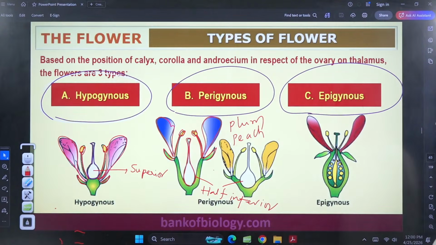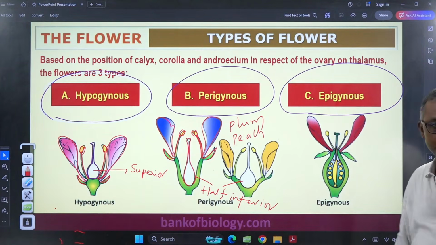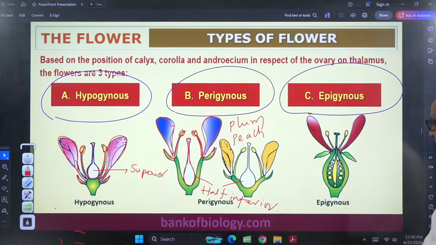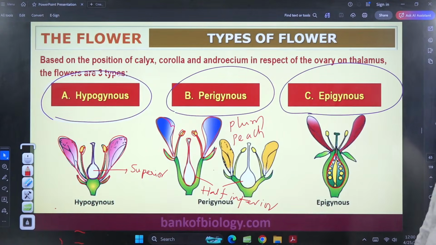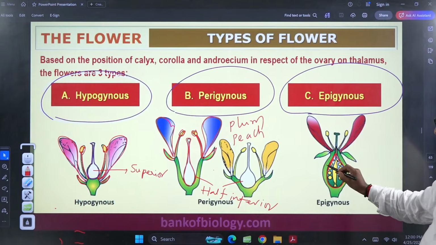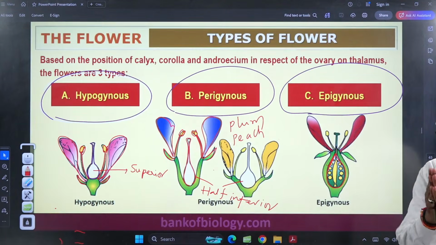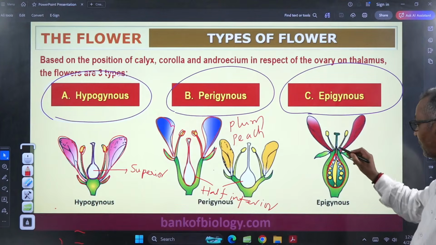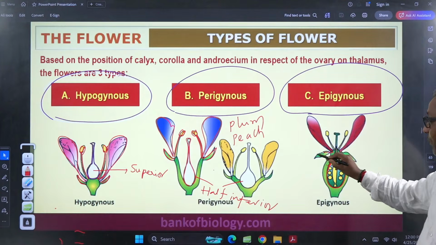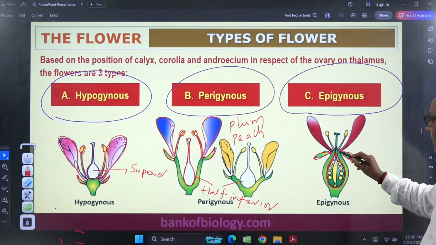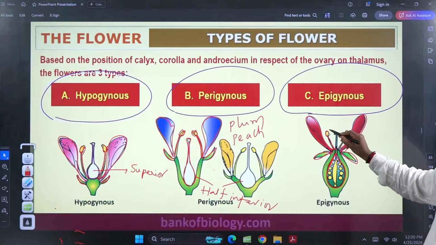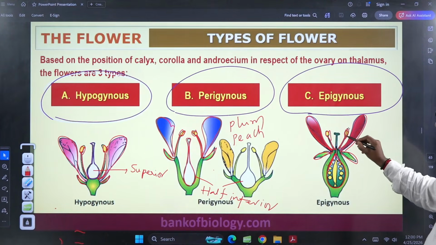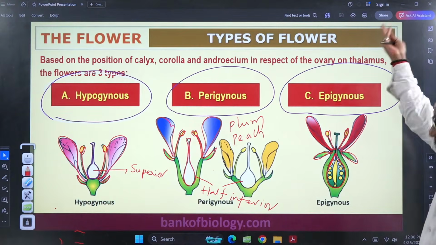Now see the last one, epigynous flower. Look at the board carefully. Now this is the ovary. So here thalamus wall is completely fused with the ovary. Now this is thalamus. This thalamus and ovary wall both are completely fused, and the remaining floral parts are originating above the level of ovary. Look at the board here. Above the level of ovary. They are not present below the level, or exactly at the same level of the ovary. They are present above the level of ovary.